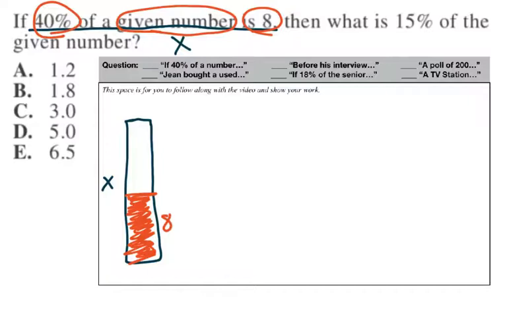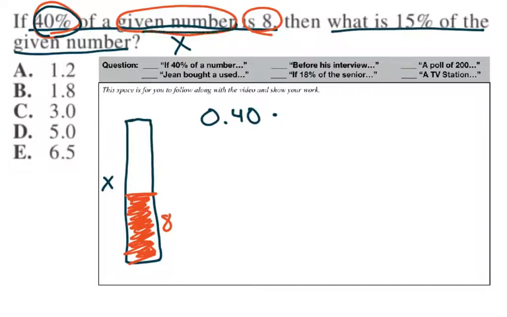The second part of the question says, then what is 15% of the given number? We don't know the given number yet, so let's try to find that before we do the second part of the question. Just like we would set up a normal percent problem, we're going to convert our percent to a decimal. I know that's 0.40, and then I'm going to multiply that by whatever I'm trying to find 40% of. In this case, it's the given number. We don't know what that is, but we said we're going to use x. So we'll do 0.40 times x equals 8.